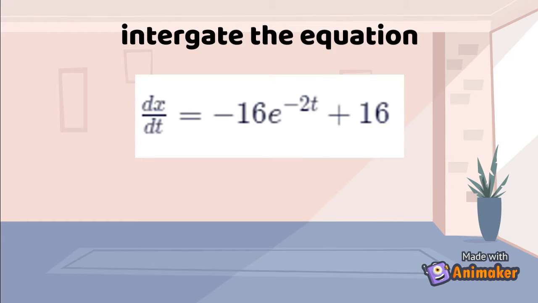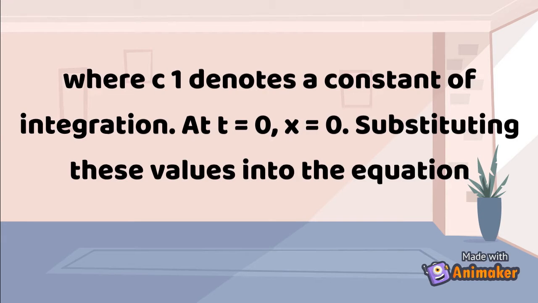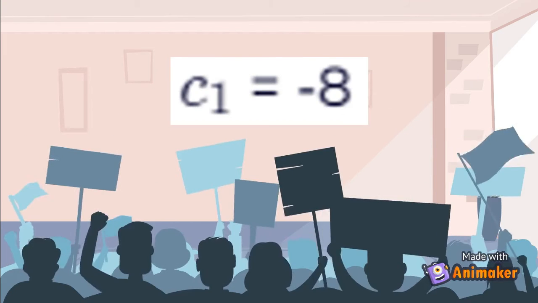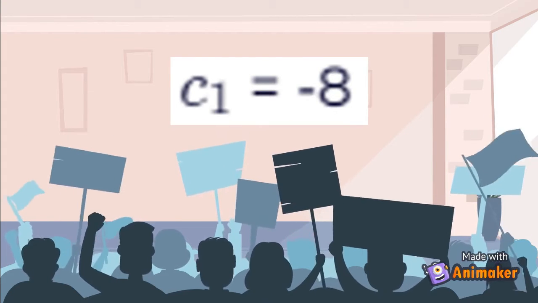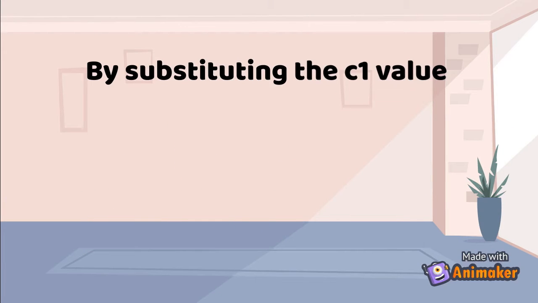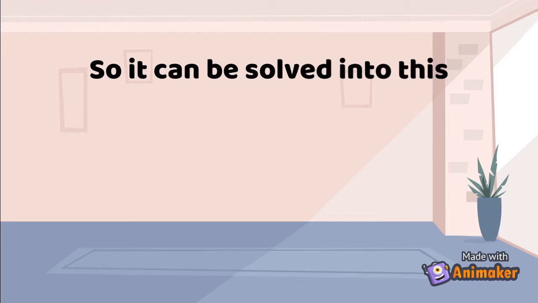Integrating both sides of this last equation directly with respect to t, we will get this equation, where C1 denotes a constant of integration. At t equals 0, x equals 0, substituting these values into the equation, it can be concluded that C1 is equal to -8. By substituting the value of C1, we will get this equation. So, it can be solved into this.